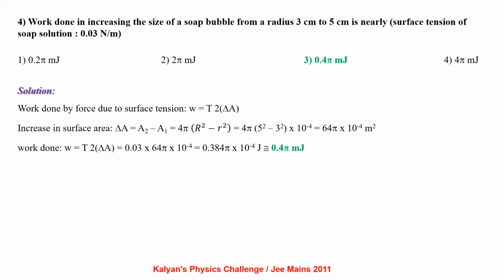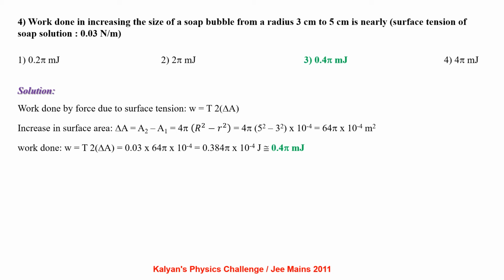Work done in increasing the size of a soap bubble from radius 3 cm to 5 cm is nearly, given the surface tension of soap solution, 0.03 Newton per meter. Work done by force due to surface tension is given by W equal to T into 2 times delta A. We need to write 2 times here because it is a soap bubble. It has a surface of contact both inside as well as outside.